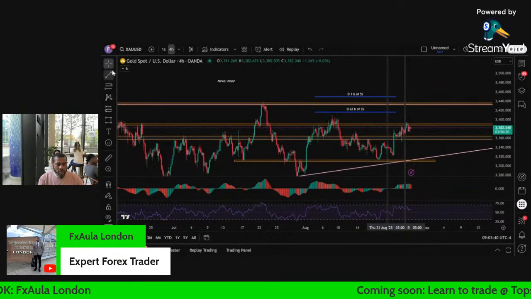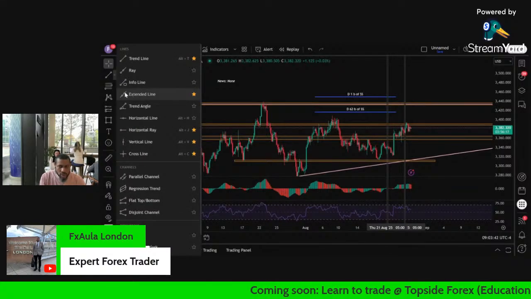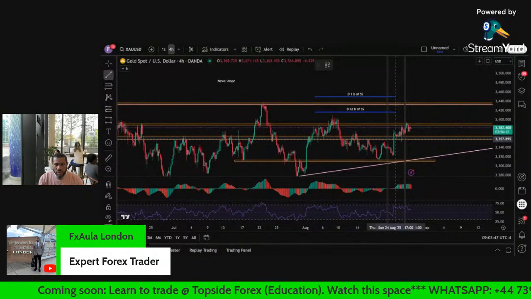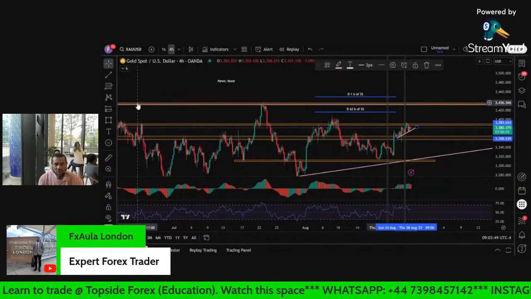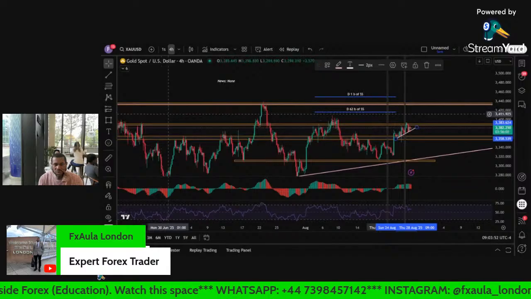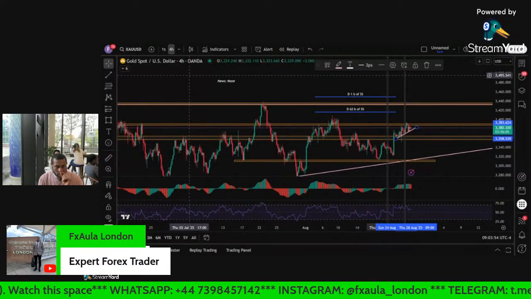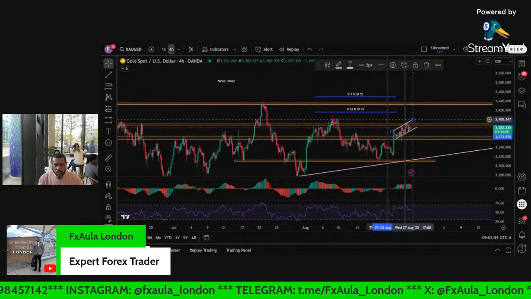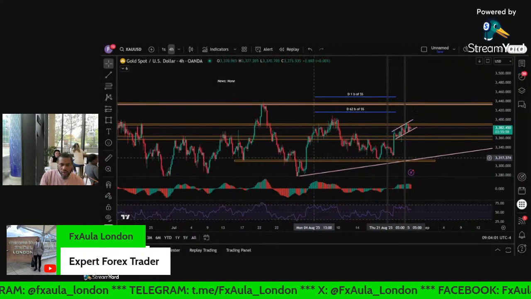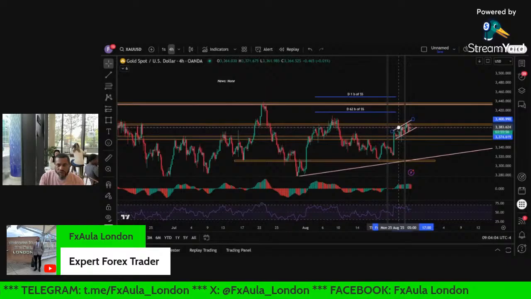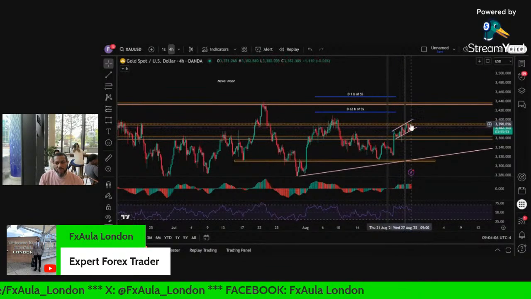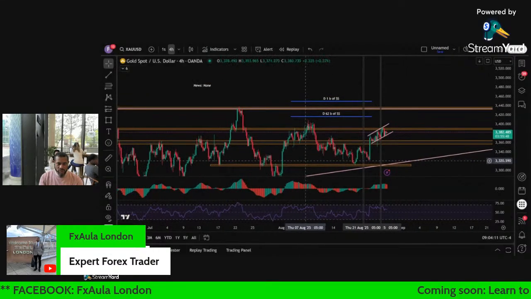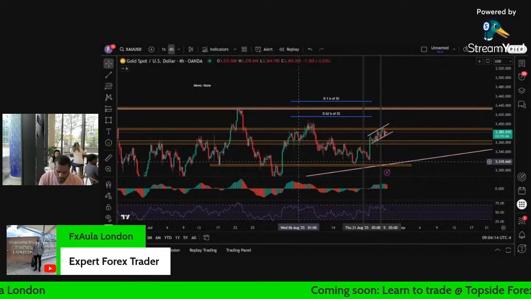Do I see any pattern? I do not see a pattern here. Let me see. Well, it looks like one, but I'm not convinced. So if this happens, price should drop back down. I'm not convinced. Someone has to be really careful with gold there.